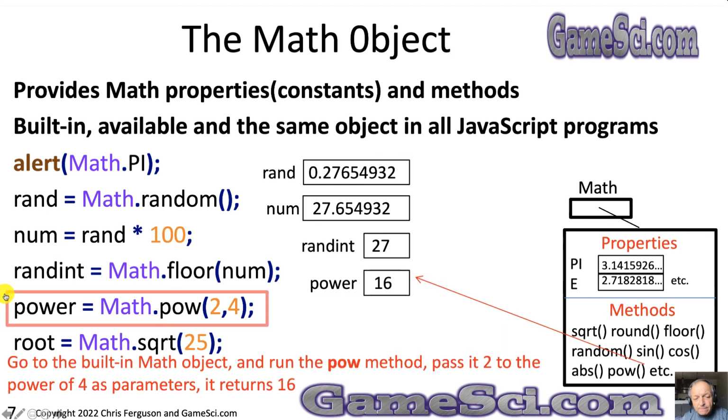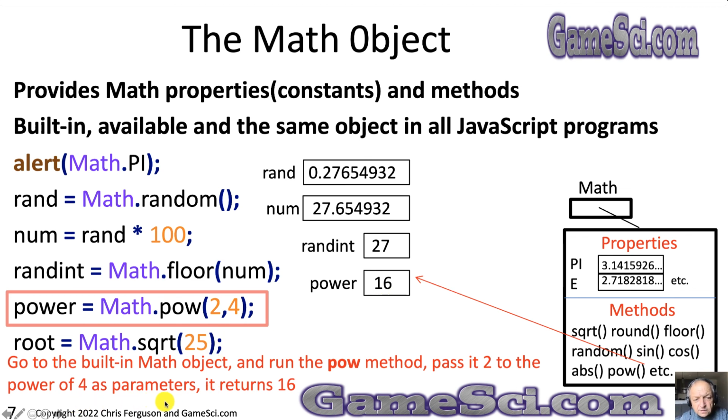Power equals math.pow 2, 4. Go to the built-in math object, run the pow method, which is short for power, pass it a 2 to the power of 4 as parameters, and it'll return a 16. This is sort of like the x to the y function on your scientific calculator. I want 2 to the 4th power. 2 times 2 times 2 times 2 is 16, and that's what it returns. Go to the math object, run the pow method. When you're done running the pow method, take the result back and assign it to the variable power.